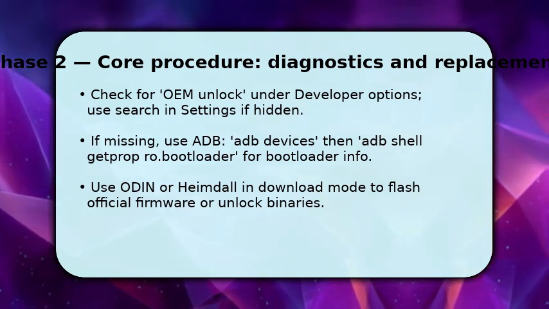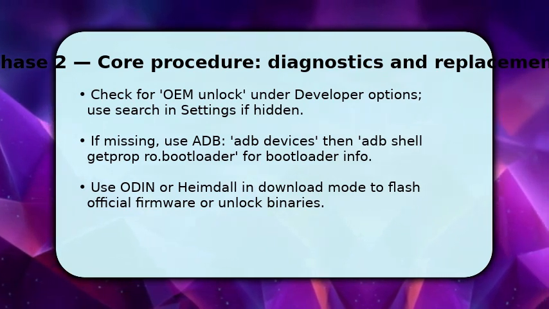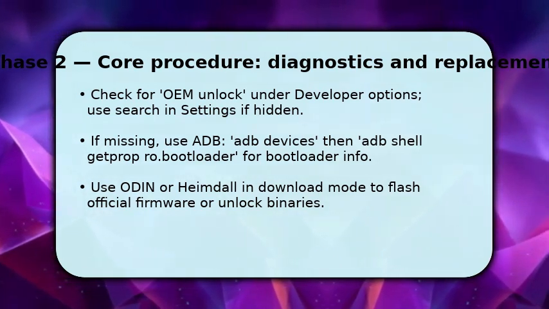Next, boot the phone into download mode and prepare Odin or Heimdall with official firmware or an unlock package. This is how you restore or enable the OEM unlock.